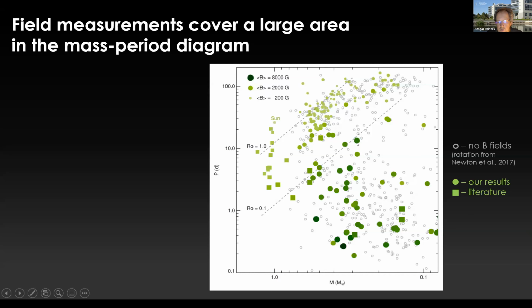Now, you also see a lot of gray circles. These are additional stars that are known, for which the mass and the rotation period is sort of known, but for which we don't have magnetic field measurements. And this is mainly to show you that the distribution that we provide is sort of following the distribution of all the information that is available, just to check that we are not introducing some systematic bias from our choice or from our method.